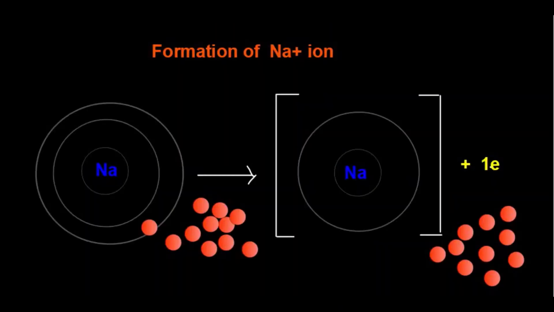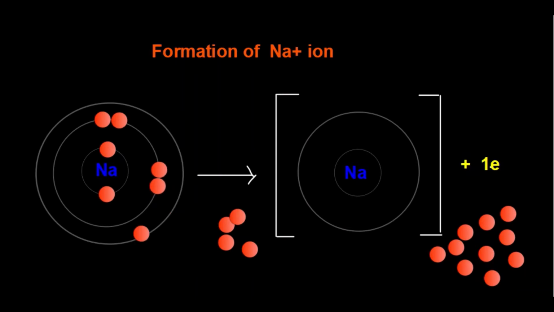Now we will see how formation of sodium ion takes place. We know sodium has 2 electrons in its first shell, that is the K shell. So we write 2 electrons here. In the L shell there are 8 electrons, so we write 8 electrons in the L shell. And M is the valence shell of sodium. In the M shell it has 1 electron. This is the electronic structure for the sodium atom.